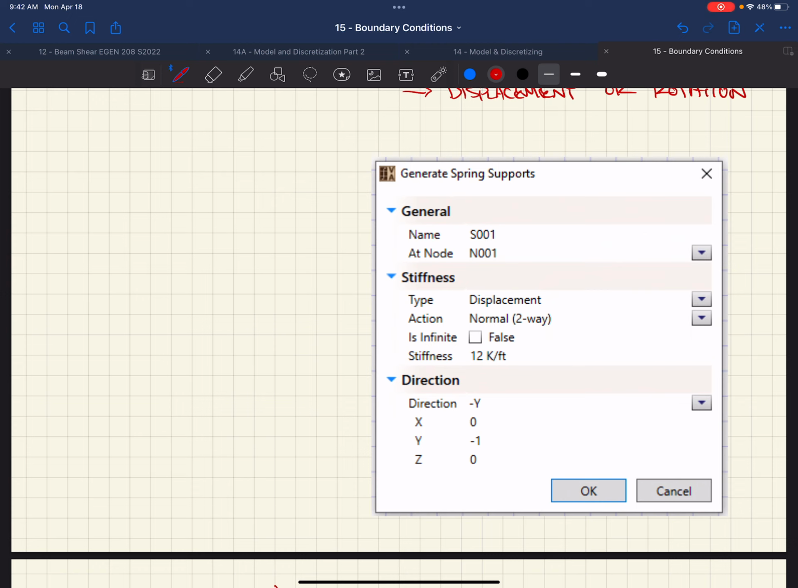Okay, generate spring supports. So what can we do? We can do displacement or rotation, right? The type, action, normal, two-way. Well, that means that it works in both directions, right? You pull on it, you get a force. You push on it, you get a force. Well, you can change it so it's compression or tension. All right. D or R. One way. Two-way.